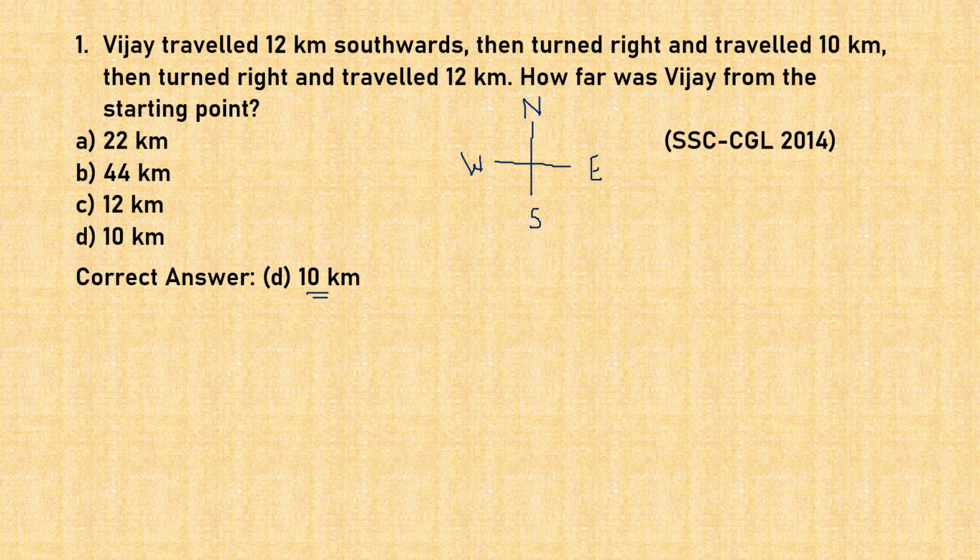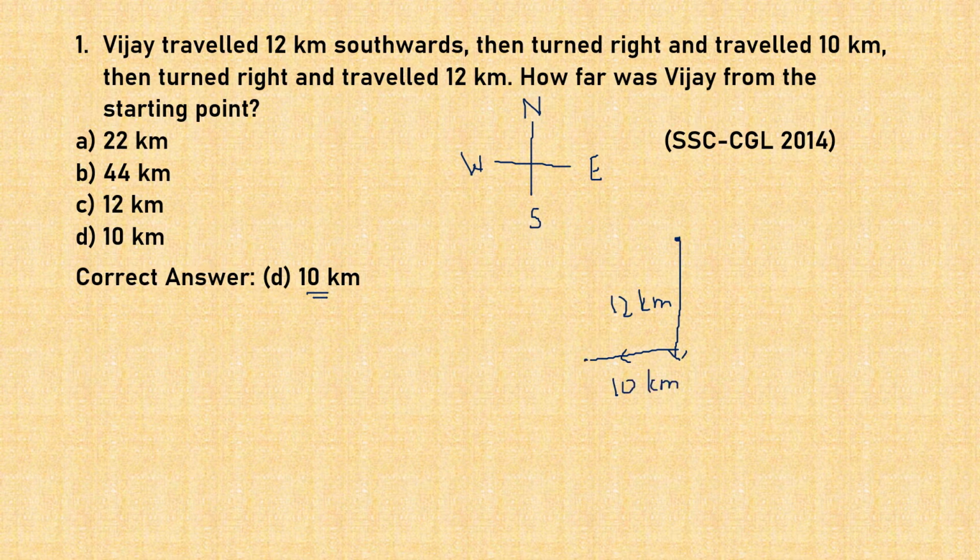So Vijay travelled 12 kilometers southward. Let this be the starting point of Vijay. He is travelling 12 kilometers towards south. So this is 12 kilometers. Then he took a right turn. Which is the right side of Vijay? It will be this way, because in my previous video I explained how to decide which is right and which is left. In case you are still confused, you need to go back and see that video. So he has travelled 10 kilometers towards his right hand side.